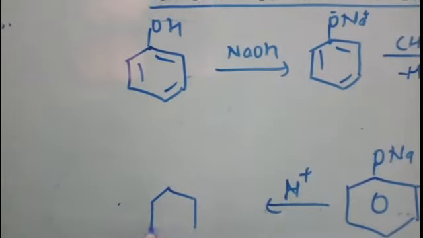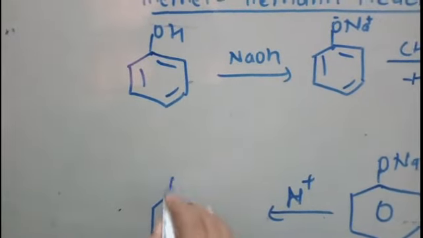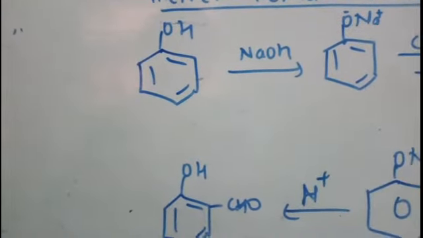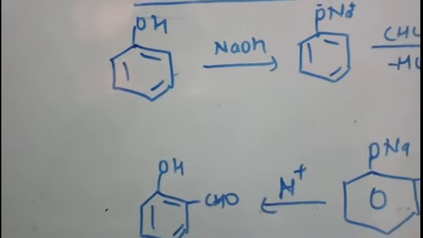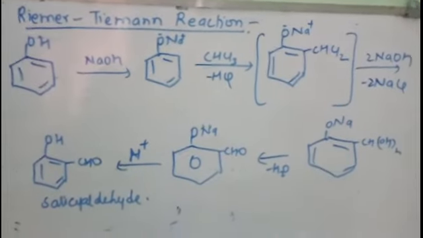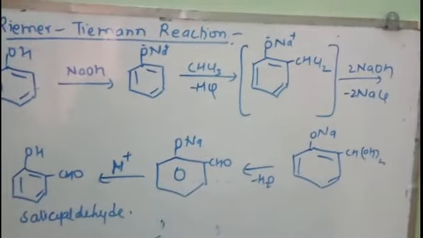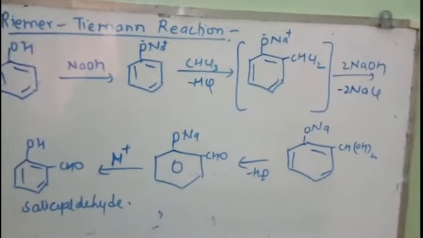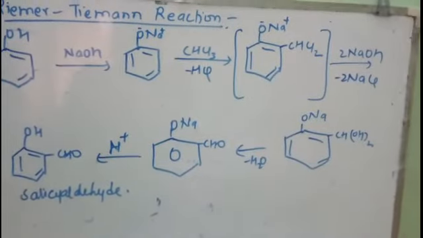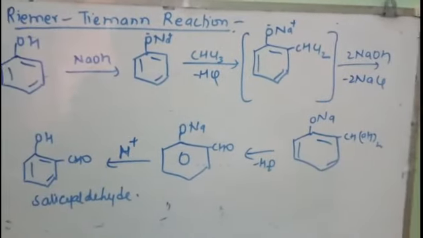So here the sodium ion will be replaced by hydrogen ion, and we get salicylaldehyde. Salicylaldehyde will be formed, right? So this is the reaction known as the Reimer-Tiemann reaction. First phenol is converted to phenoxide ion, and then phenoxide ion is treated with chloroform to give the intermediate, substituted benzyl chloride, which is treated with sodium hydroxide to give salicylaldehyde.